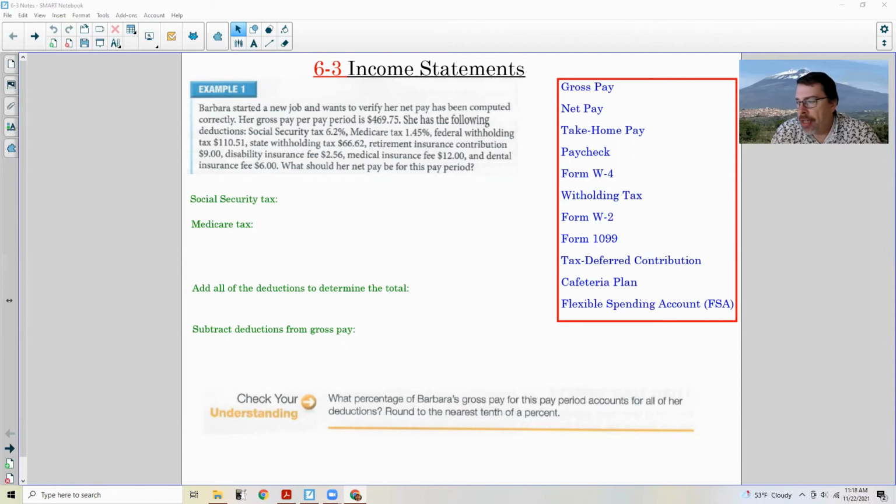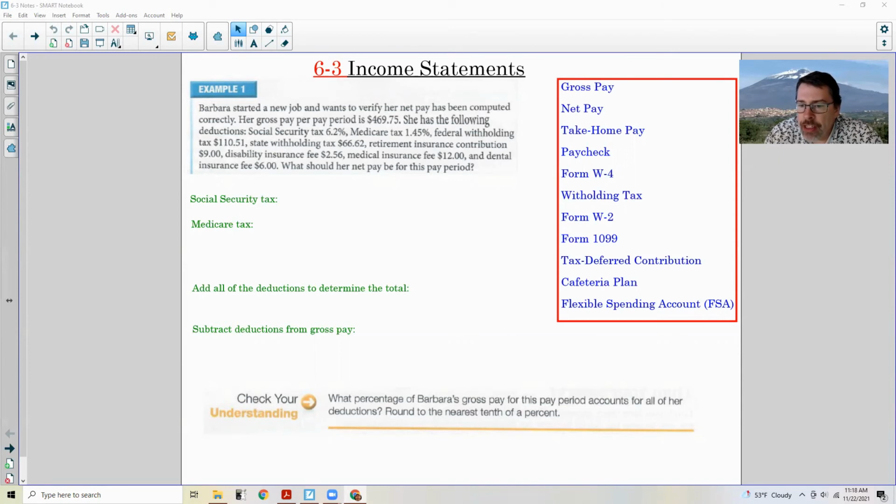Tax deferred. A cafeteria plan, no, that does not mean eating at work, okay? That does not mean the food you buy at work. It is a portion of a pre-tax wage that is set aside for payment of certain medical, child care, parental care, and non-reimbursed medical insurance expenses. So a cafeteria plan is just pre-taxed wages set aside for certain medical conditions.